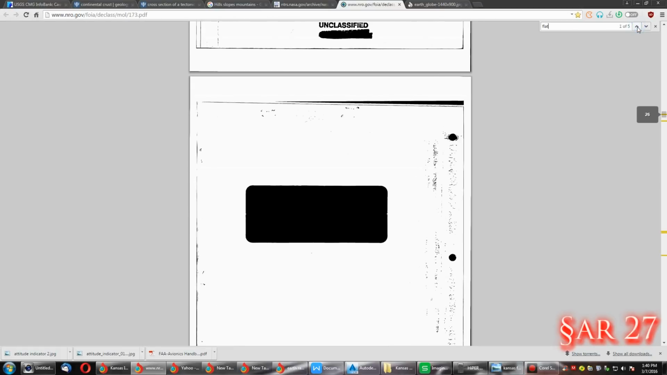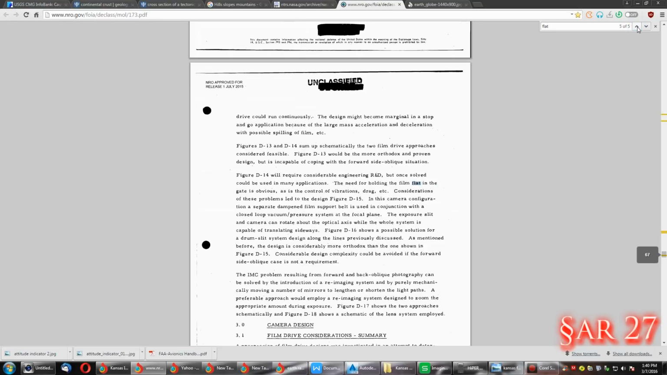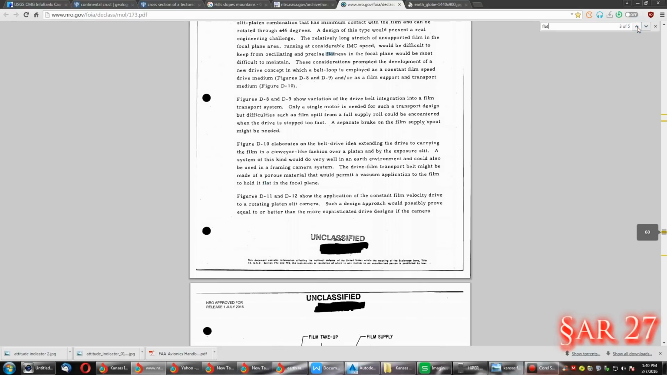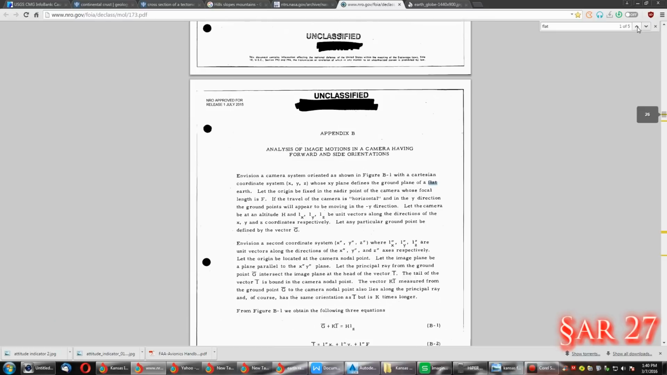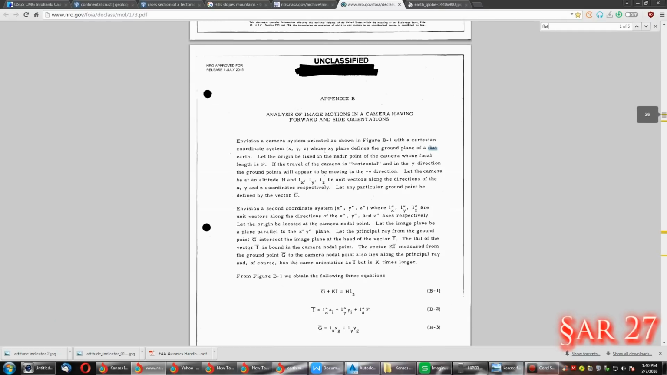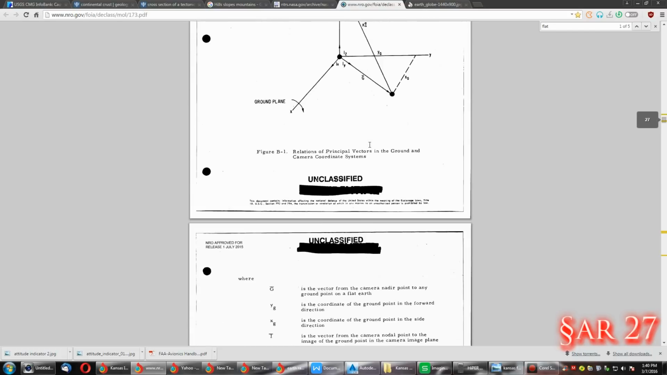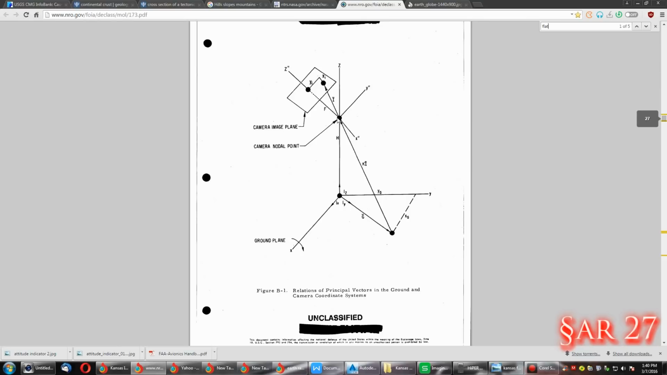I also have another document from NASA that's been unclassified, aerospace classification. Now when we do a search for the word flat, you'll be surprised how many times it's in here. It's in here 5 times. Now this is actually a document for a camera on an aircraft, and it says envision a camera system oriented as shown in figure B1. B1 meaning this is where the aircraft is and this is the ground.